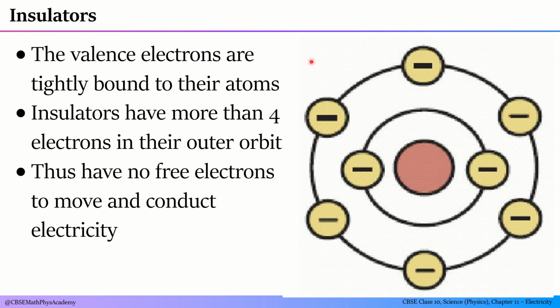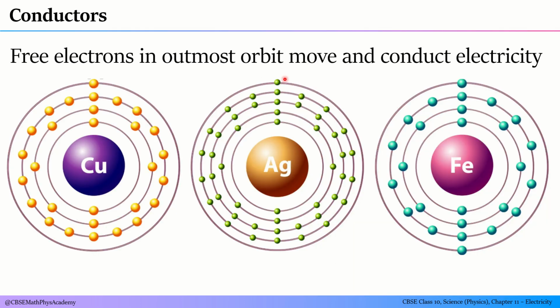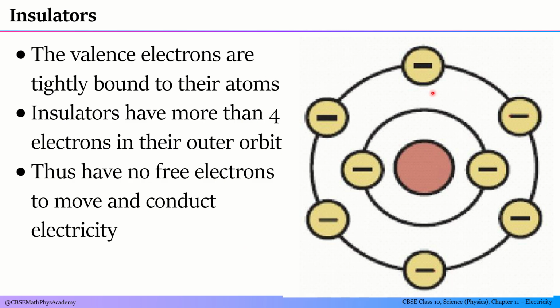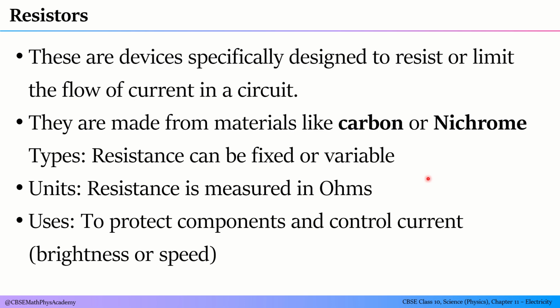Thus, insulators do not have any loose electron to conduct electricity. There is no free electron which can come out like this electron and move around to generate electricity. All are closely bound to the attractive forces of the proton and they cannot move, and hence they do not conduct electricity. So this is called an insulator.